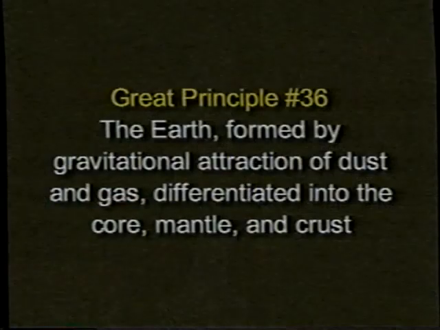Our home, planet Earth, is one of 9 or perhaps only 8 planets that orbit the Sun. They were formed 4.5 billion years ago in a solar nebula. The great principle of this lecture, the 36th in our series, is that Earth, formed by gravitational attraction of dust and gas, and then differentiated into core and mantle and crust.